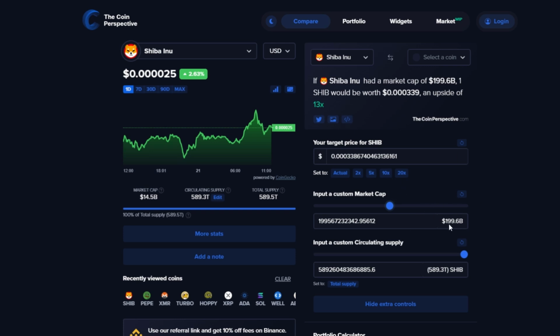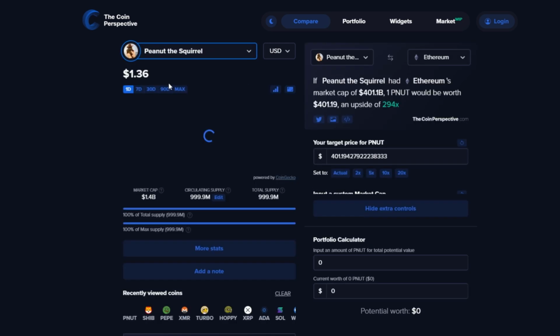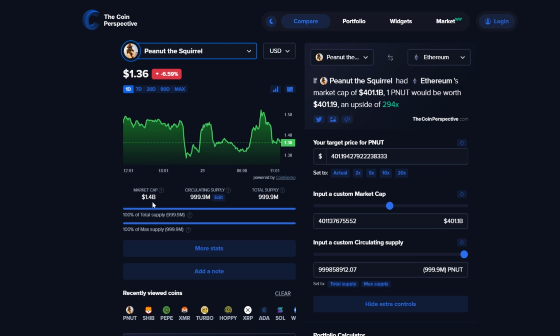And that's 200 billion, which is really, really high. So this gives you a good at-a-glance view. Just because something looks cheap doesn't mean that if you buy $100 of it, it's going to go to $1 million. That does not mean that. Watch this. I'm going to take another coin. We're going to go to Peanut. Peanut is at a $1.4 billion market cap.